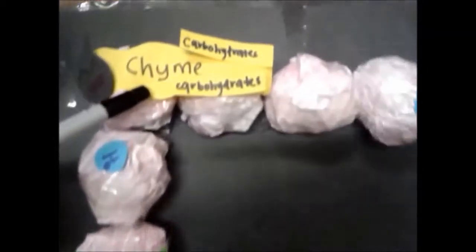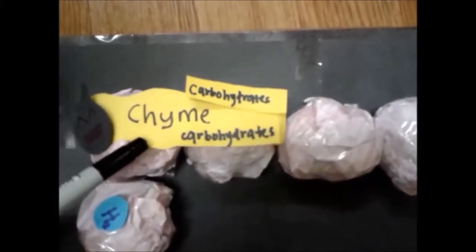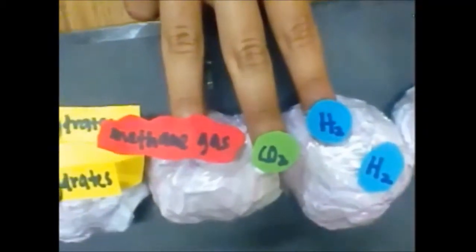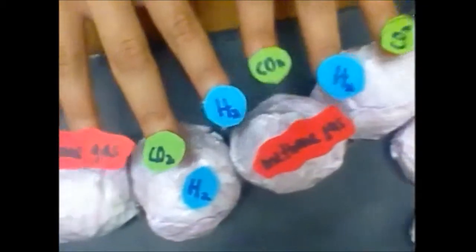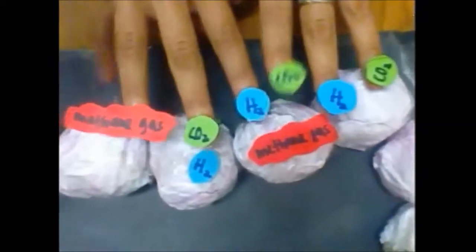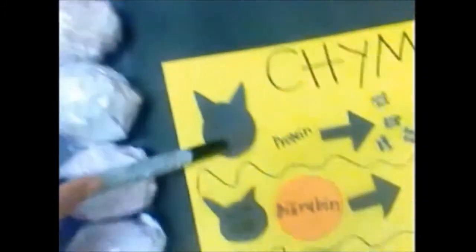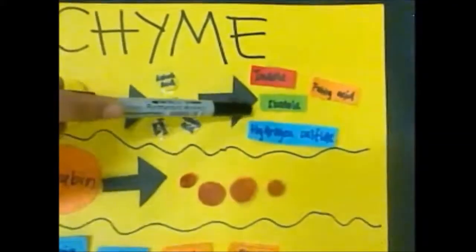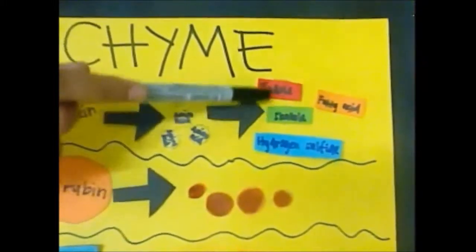Chyme is prepared for elimination by the action of bacteria, which act on any remaining carbohydrates and release hydrogen, carbon dioxide, and methane gases. These gases contribute to flatus gas in the colon. Bacteria also convert remaining proteins to amino acids and break them down into simpler substances such as indole, skatole, hydrogen sulfide, and fatty acids.